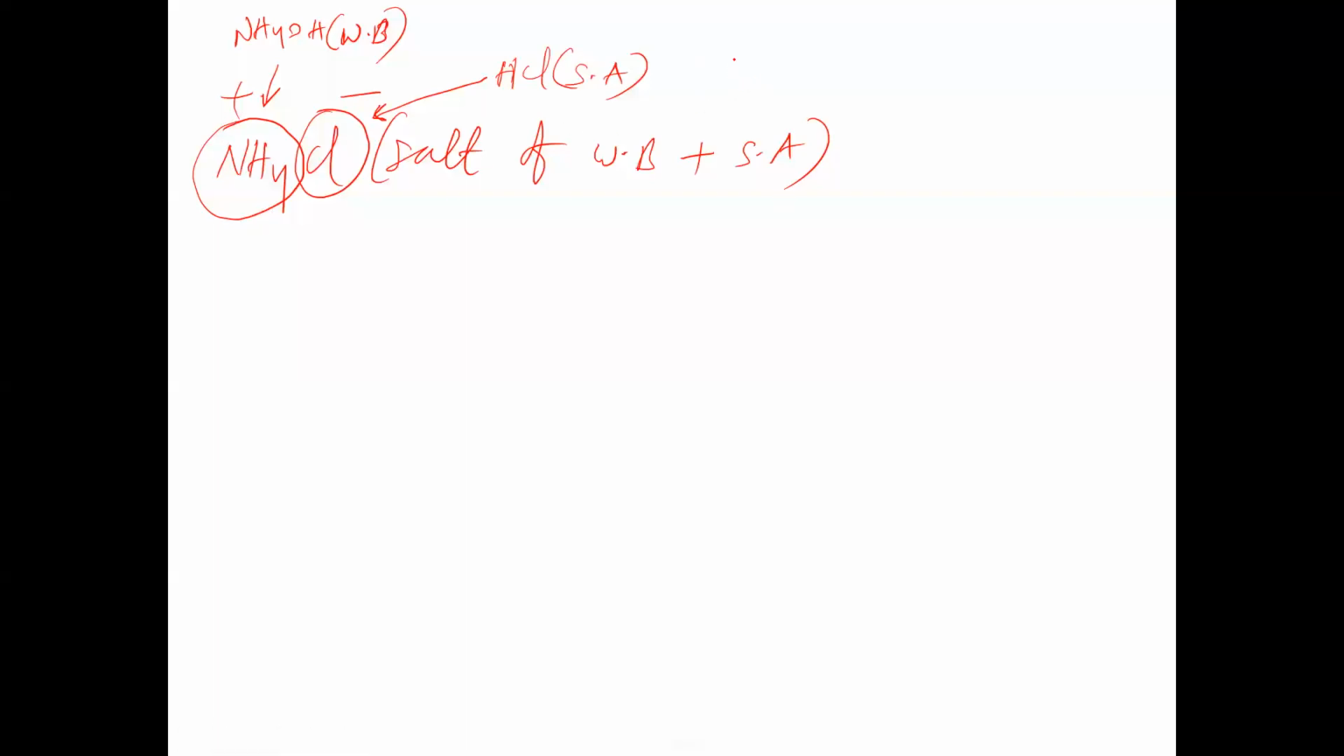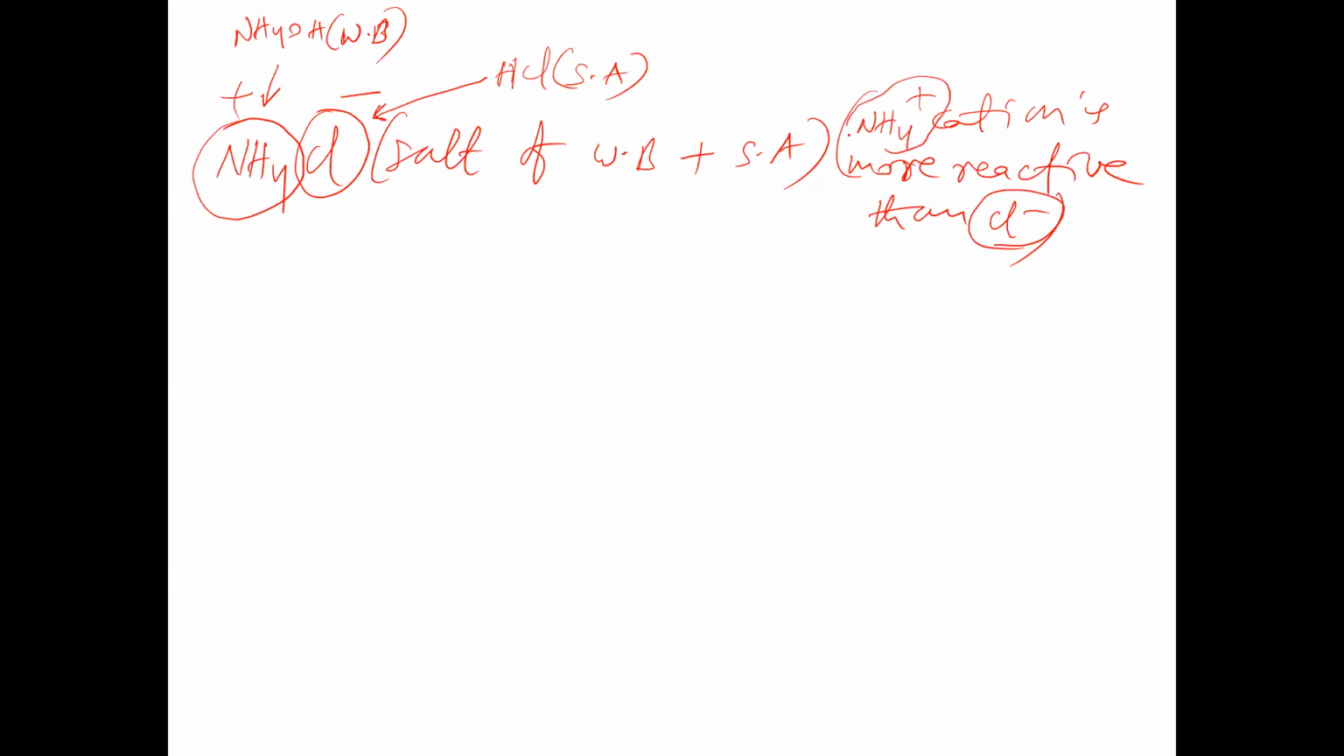So in this salt, the NH4 plus cation is more reactive than Cl minus. Why is Cl minus less reactive here? The reason is that Cl minus comes from a strong acid and the cation is from a weak base. Therefore, only the cation will be interacting here. Now, which will be interacting with water here? The NH4 plus cation will be interacting. So only cationic hydrolysis will take place.